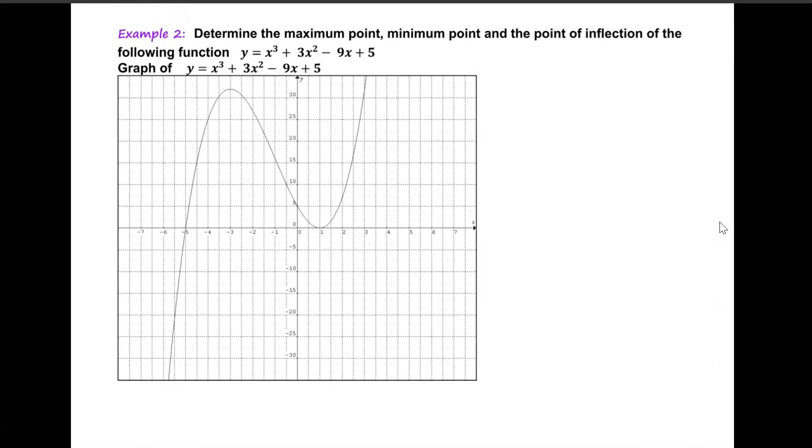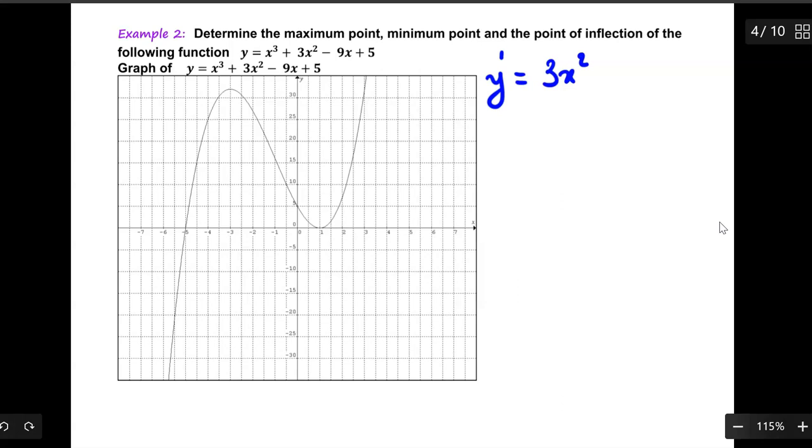Okay, so for this question, the first thing I am going to do is figure out the y prime. So y prime of this will be equal to 3x squared plus 6x subtract 9. From this equation here, derivative of x exponent 3 will give me 3x squared. Derivative of 3x squared will give me 6x. Derivative of negative 9x will give me negative 9. Derivative of 5 is equal to 0.